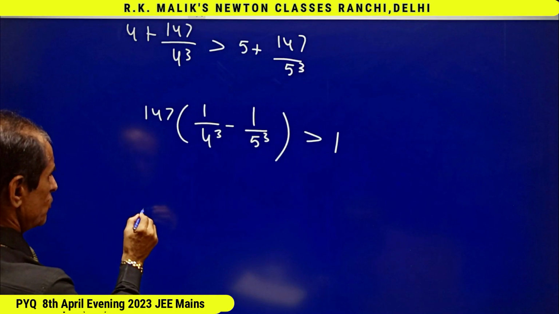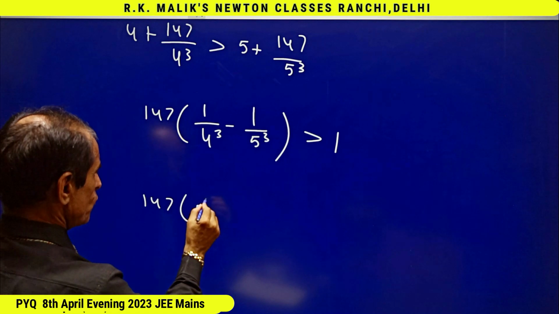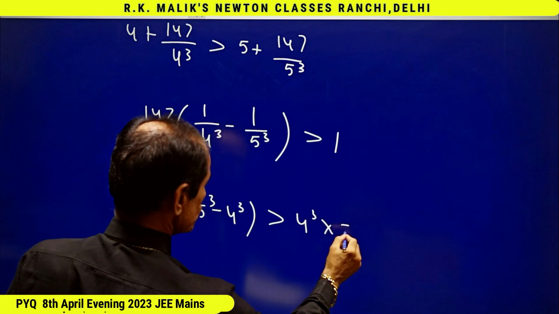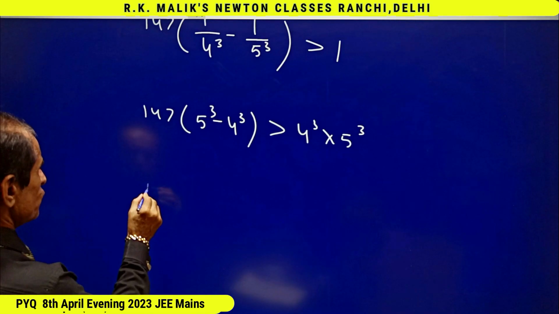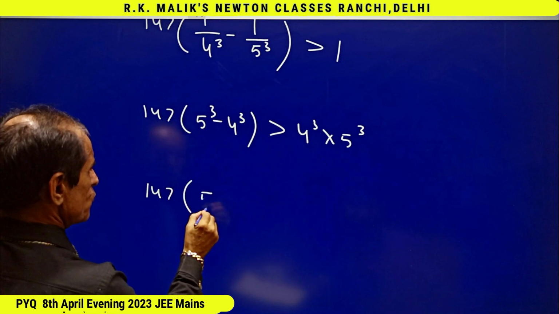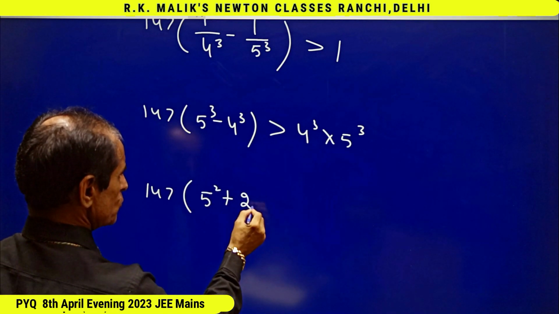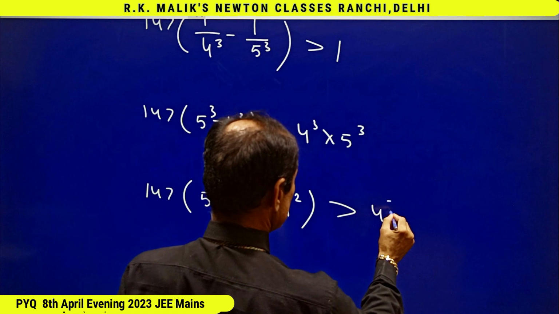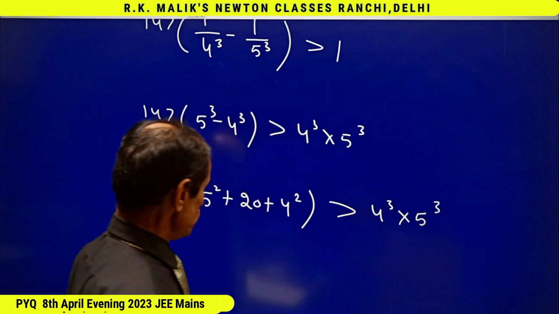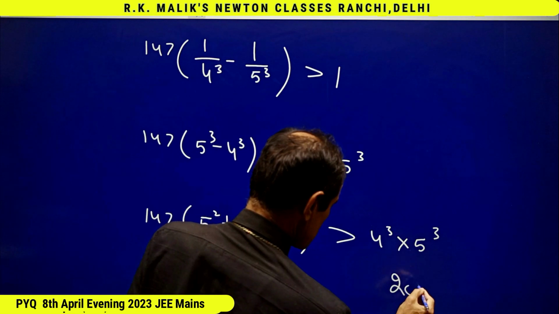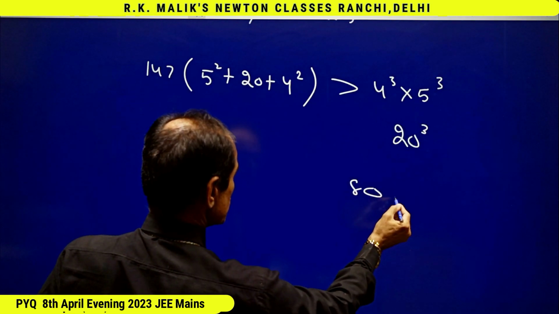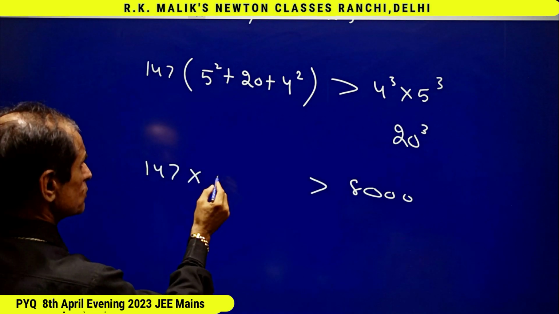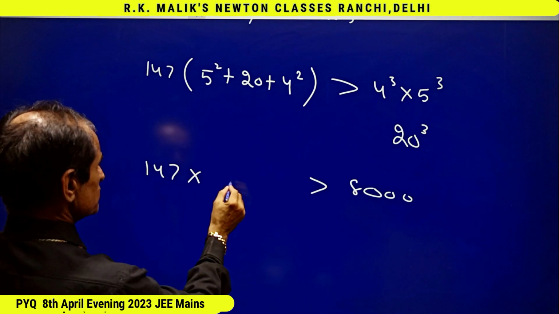This implies that 147 into (5 cube minus 4 cube) is greater than 4 cube into 5 cube. It is 147 into (5 square plus 20 plus 4 square) is greater than 4 cube into 5 cube. It is clearly 8000, and it is 147 into (25 plus 20 plus 16), that is 61.